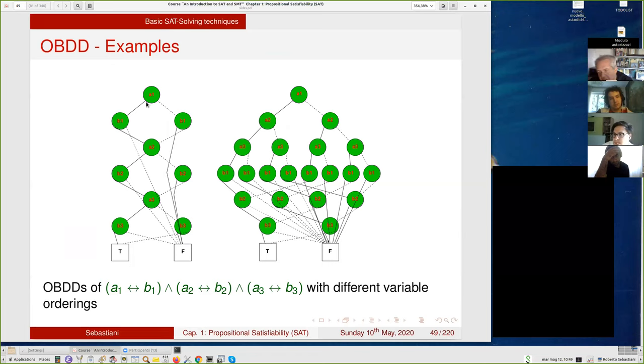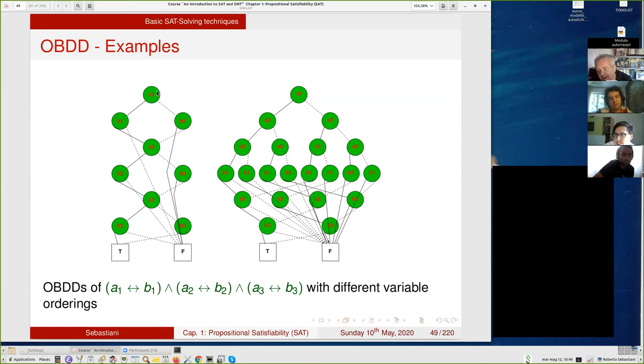Solid lines represent the true branch, and dashed lines represent the false branch here. Every node here is labeled with one Boolean variable, and notice that they are ordered. So there is the layer of A1, B1, A2, B2, A3, B3. Instead here it is A1, A2, A3, B1, B2, B3. So there's an ordering from the top to bottom.